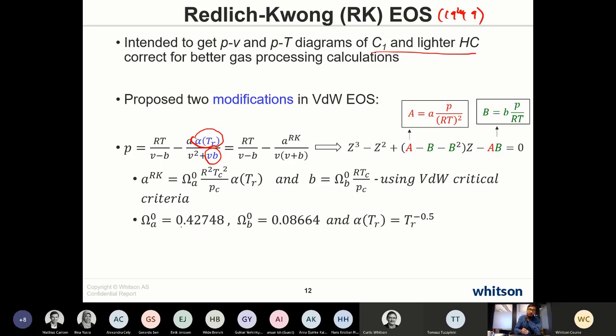Then this omega a and omega b will have different values. So these are the values of omega a and omega b in the Redlich-Kwong equation. And then alpha, the correction term to this a term here, they proposed is just 1 over the square root of the reduced temperature for the given component.